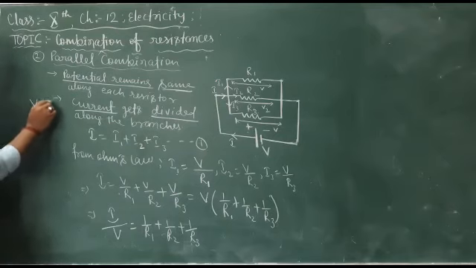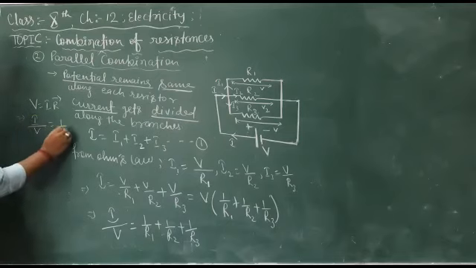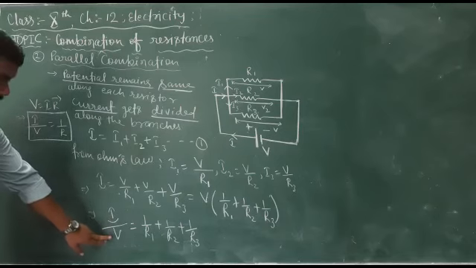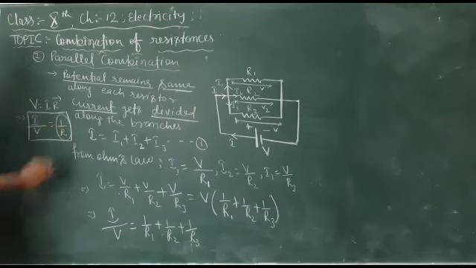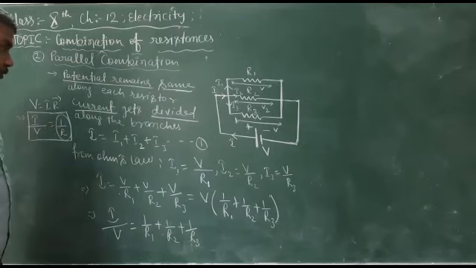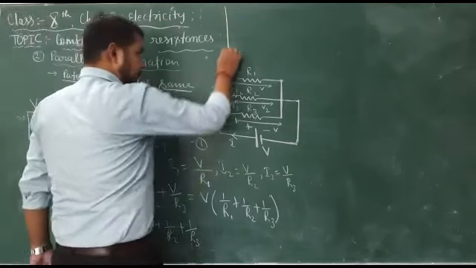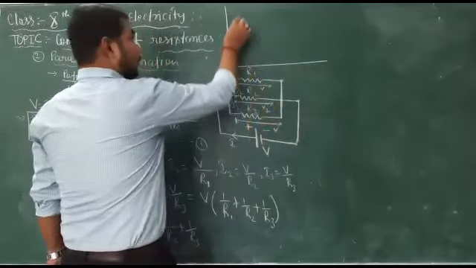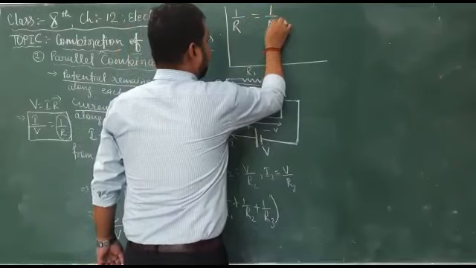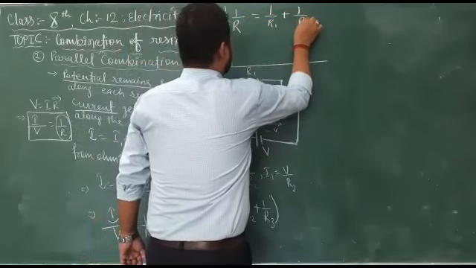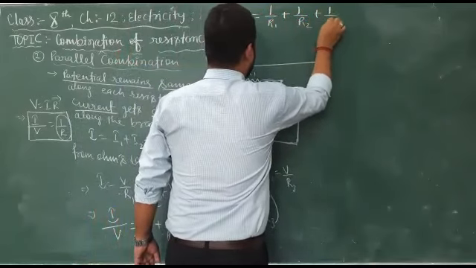V is equal to IR. If we write I upon V, it becomes 1 upon R. Here I is the total current and V is the total voltage, so their ratio will be 1 upon the total resistance. So we can write I upon V is 1 upon R, and that is equal to 1 upon R1 plus 1 upon R2 plus 1 upon R3.